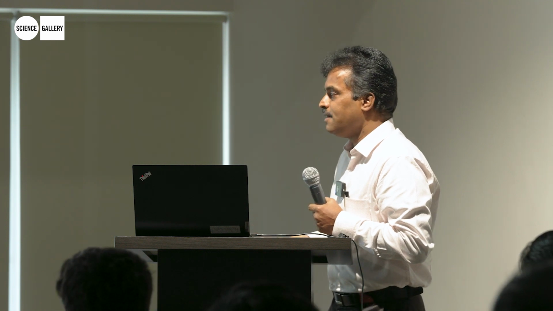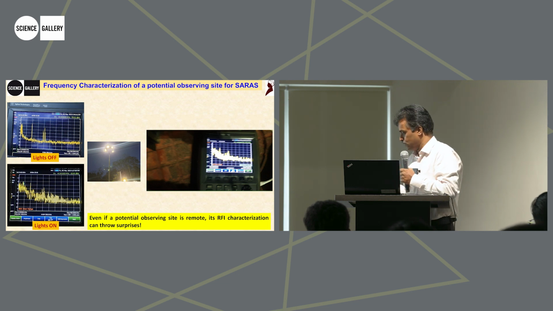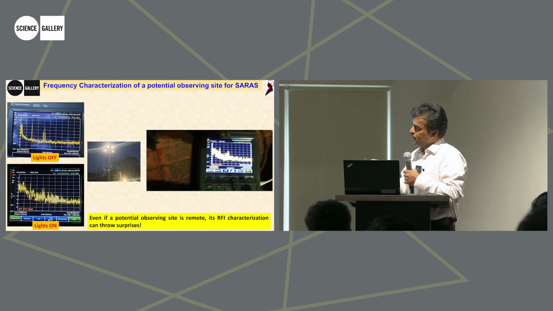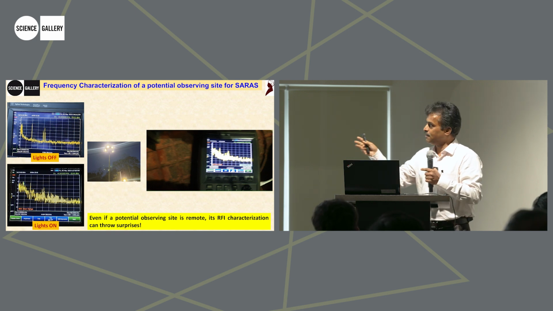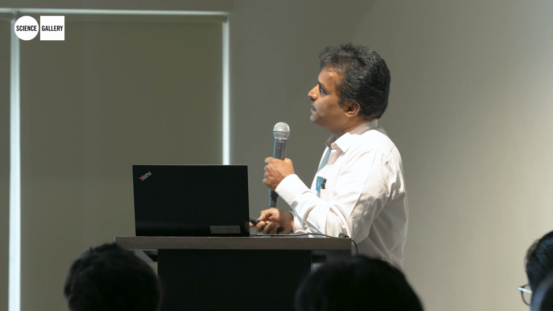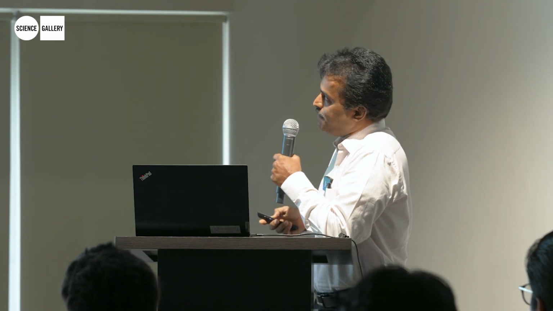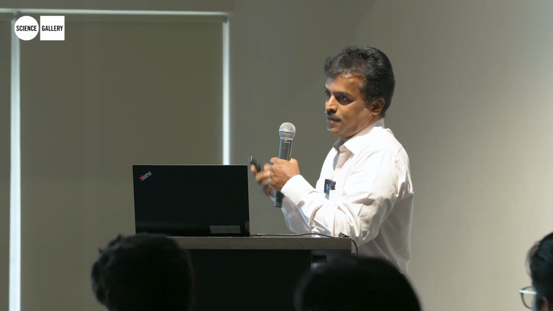So what it means is, even if a potential observing site is remote, its RFI characterization can throw surprises, just like you see here. Typically one of the requirements is that we want to be away at least by a few kilometers from such light sources. So we want to really go to remote sites. One possible site is this place called the Svalbard archipelago in the Arctic region, which belongs to Norway. Thanks to Saurabh, I got an opportunity to visit this place with the RFI characterization equipment about 6 to 8 months back.